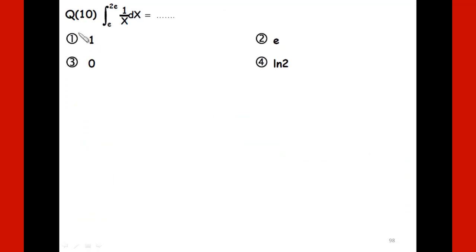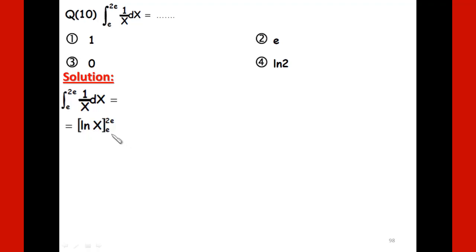Question 10. The integral of 1 over x dx from e to 2e. Solution. The integral of 1 over x equals ln x. Remember that the first derivative of ln x equals 1 over x. So the integral of 1 over x equals ln x.